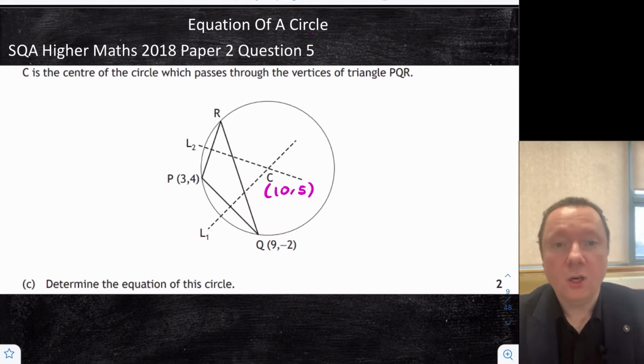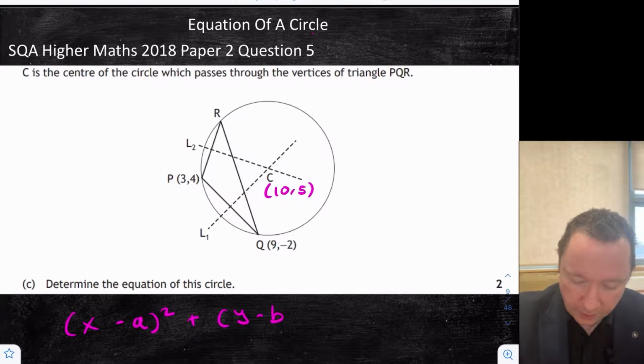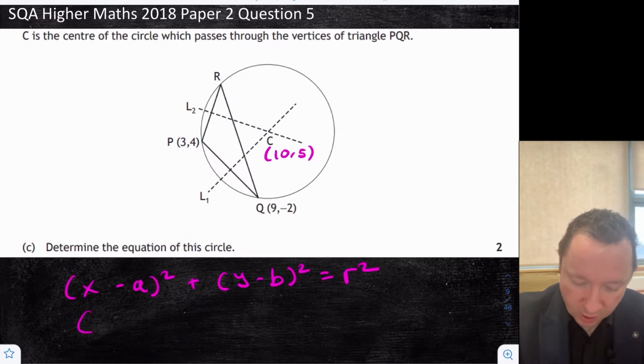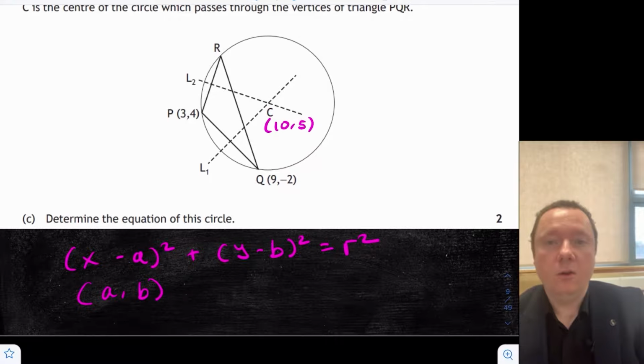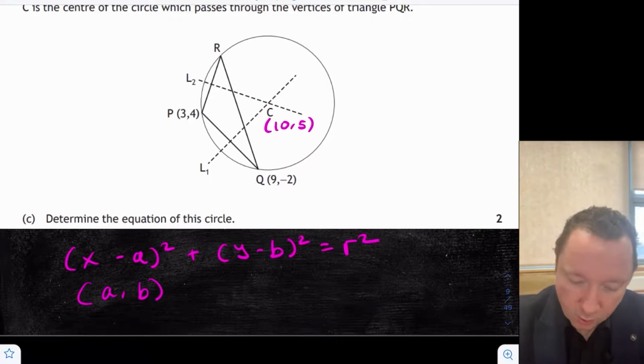Remember, the equation of a circle from the start of the exam paper is (x minus a) squared plus (y minus b) squared equals r squared. And (a, b) is our centre, and obviously r is the radius. So now we just need to work out the radius then. So we need the distance between the centre and one of the points. So any one would do, but we know P, we know Q. So let's use P, let's work out this distance. I'll just draw it on for us.